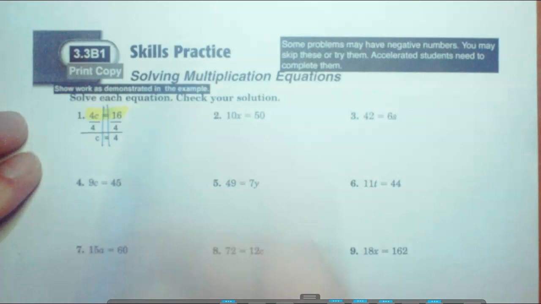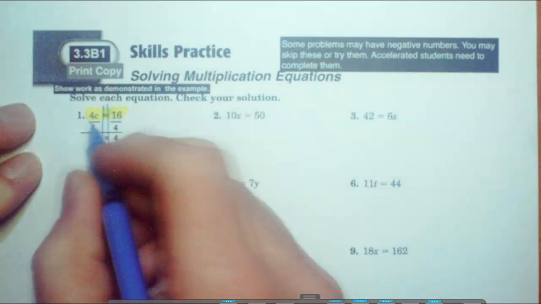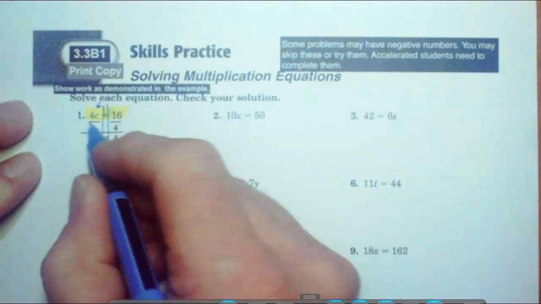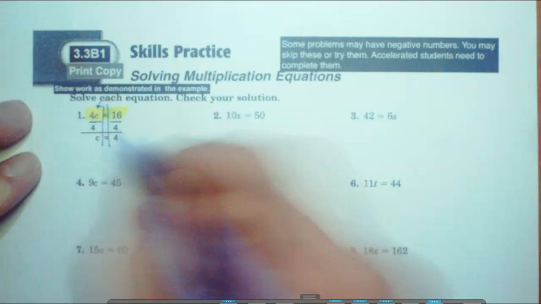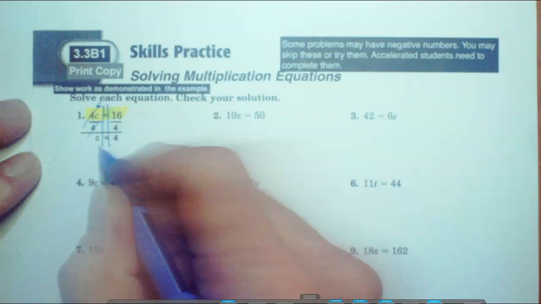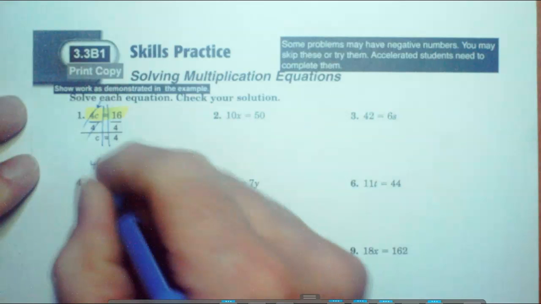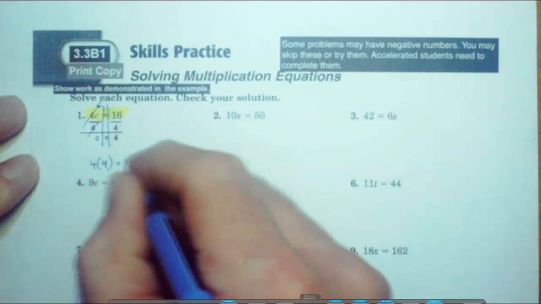So this is 4 times c equals 16. The way we get c by itself, the way we isolate it, is to divide both sides by 4. These 4's cross off and you're left with c equals 4. Makes sense. If you're not sure, put it in. 4 times 4 equals 16. We just checked our answer.